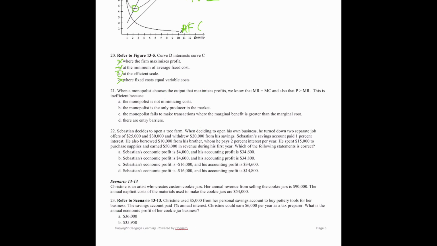21. When a monopolist chooses the output that maximizes profit, we know marginal revenue equals marginal cost, and also that price is greater than marginal revenue. This is inefficient because the monopolist fails to make the transactions where marginal benefit is greater than marginal cost. That's why we get deadweight loss from a monopoly, because they're not actually producing the efficient market outcome.